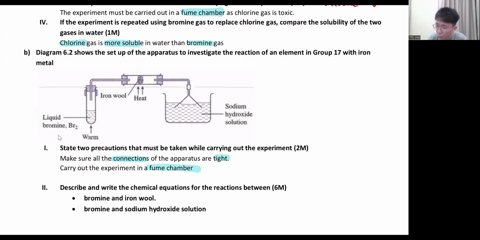Do you see we warm it up? If you warm up the liquid bromine, it is supposed to be just bromine gas coming through. So bromine gas coming through reacts with the iron wool, forming iron 3 bromide, FeBr3. If chlorine gas comes in, you get FeCl3. It's actually not burning, sorry. Your bromine or chlorine goes in, and then you see how fast they react.